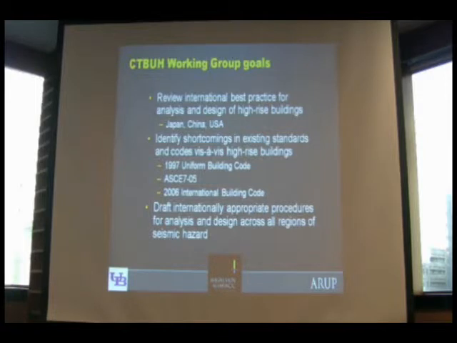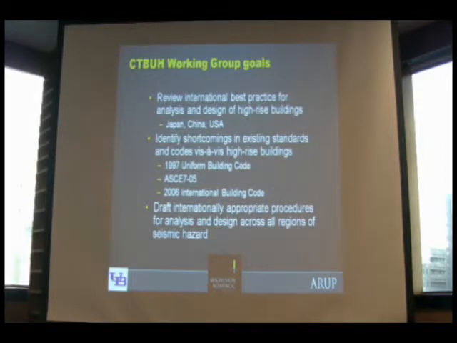The specific goals given to our working group are listed here on the slide. The first was to review international best practice, because this was to be an international document, or a document for international use. We wanted to respect traditions and approaches around the world where possible. And we knew of performance-based guidance that was available in Japan and in China and in the United States.